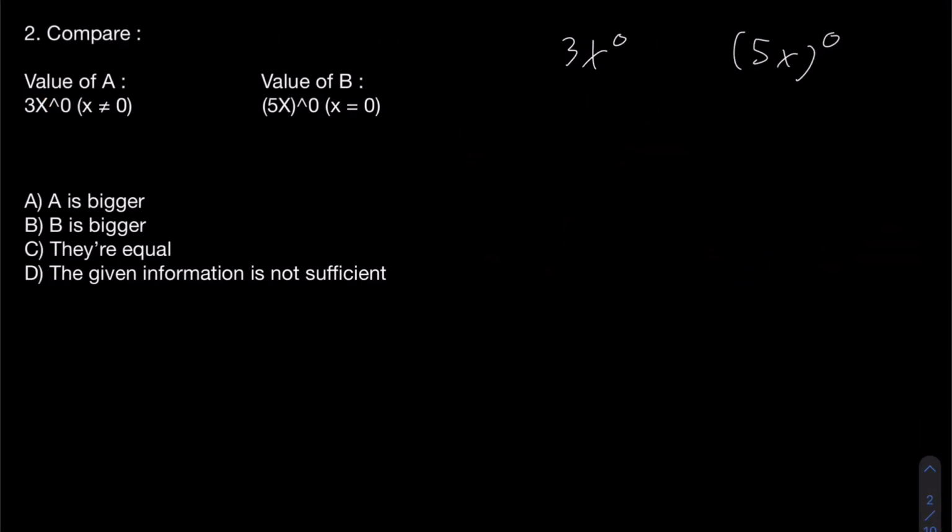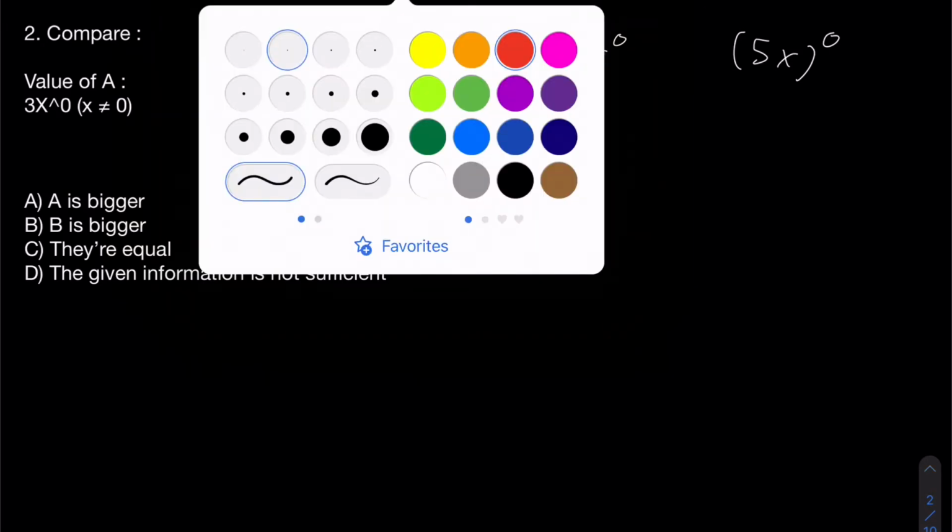Moving on to question 2. Compare the value of a, which is 3x to the power of 0, and here it's telling you that x does not equal 0, or the value of b, 5x in parentheses to the power of 0, and x also doesn't equal 0. Sorry about that. Should have added it earlier, but we can do that right now.